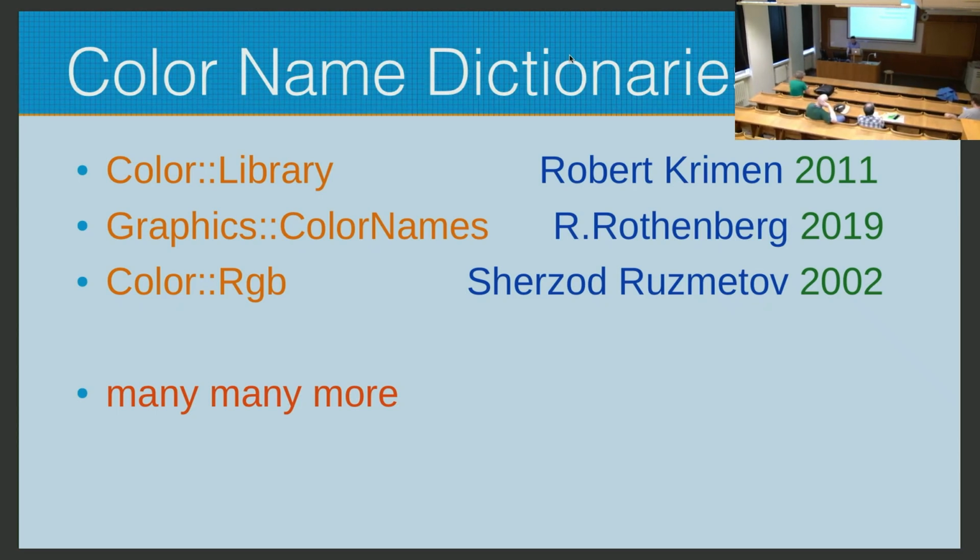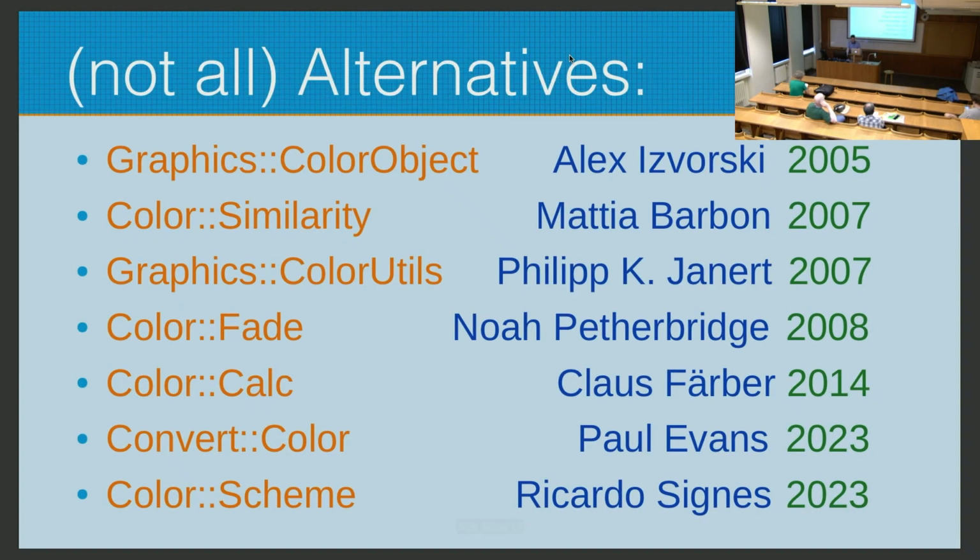They were maintained by Robert Rothenberg, now by me. Color RGB does almost nothing. It's a classical RGB TXT, but it's a subset of what we have. In most cases you don't even need Graphics Color Names, because GTC has its own set of defined names, constants.